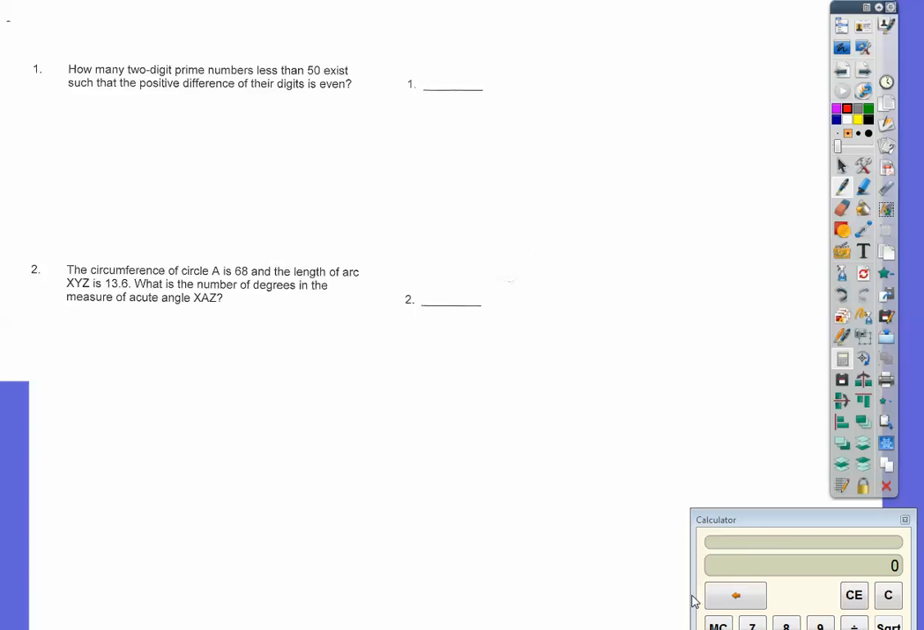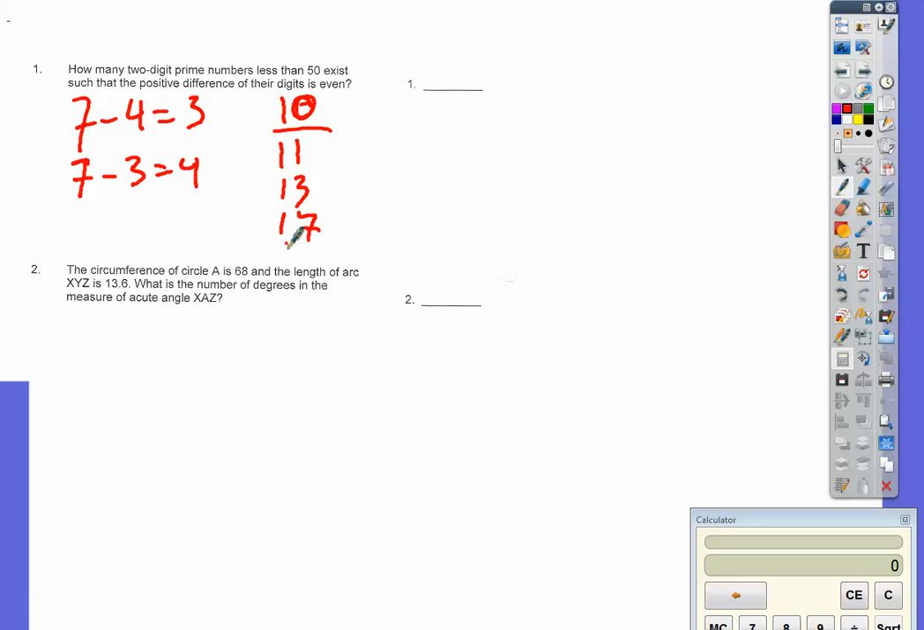All right. How many two-digit prime numbers less than 50 exist? So we need to first talk about the rules of odds and evens. We know that an odd minus an even is going to be an odd, right? And we know that an odd minus another odd is going to be an even. So everything in the tens that is prime is going to work, like 11, 13, 17, and 19. So there's 4 right here.